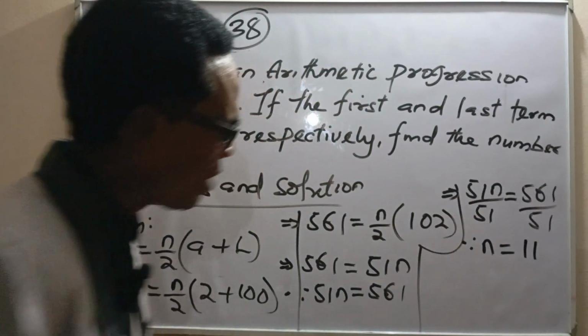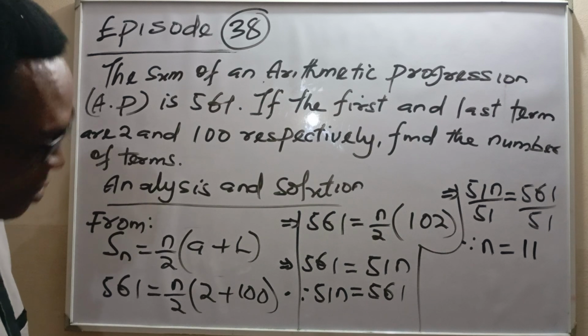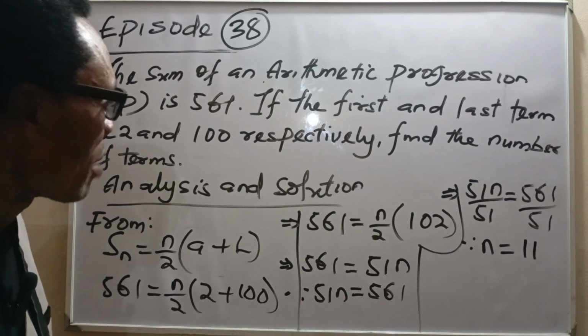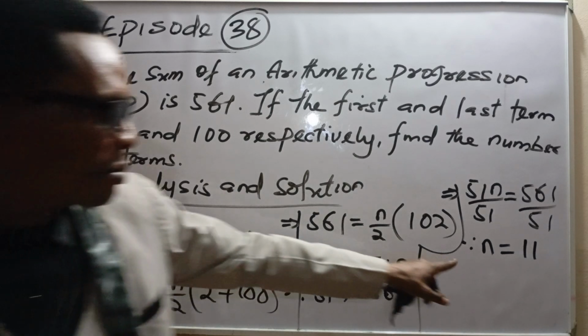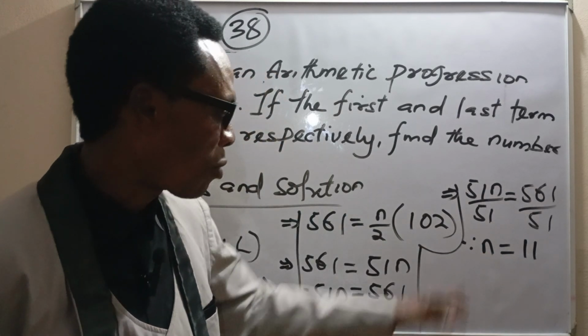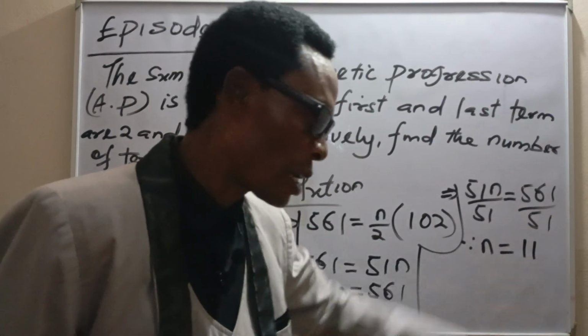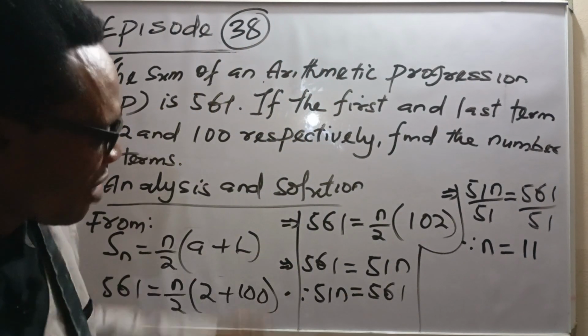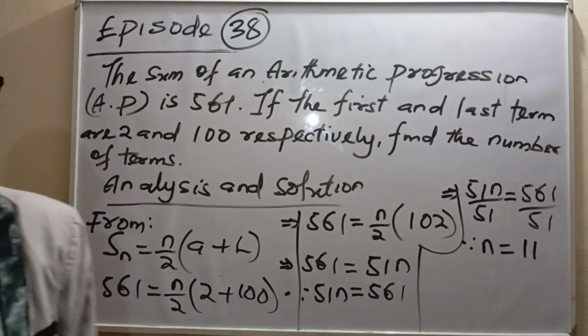So you discover that our answer is 11. The number of terms is 11, because our n is 11. When we use 51 to divide 561, we have 11. And that is the answer to this question. It's no more than that. So take note.